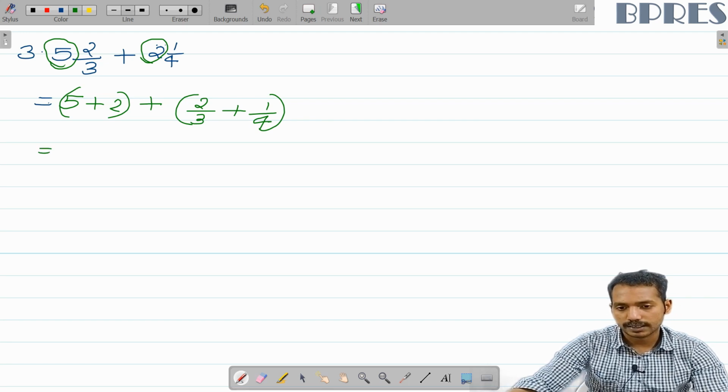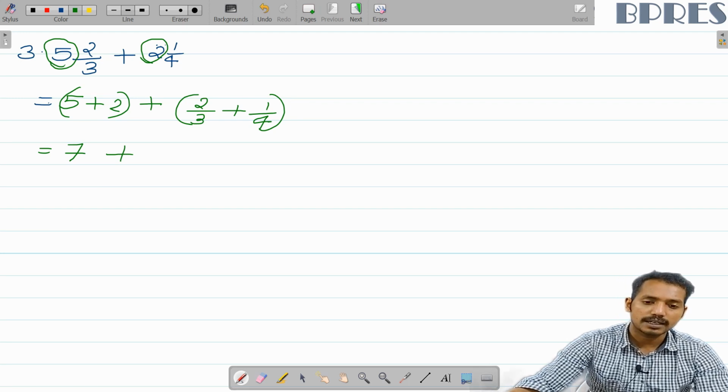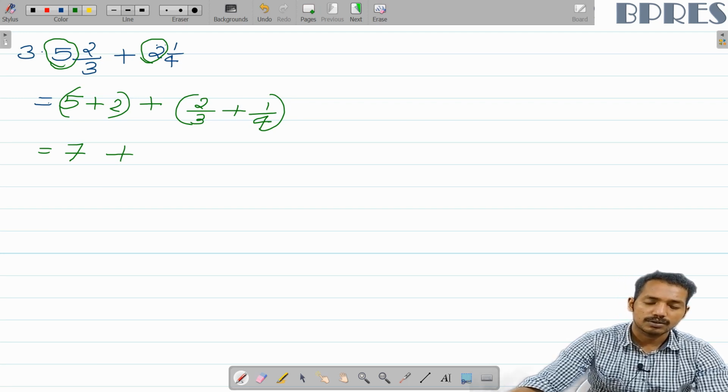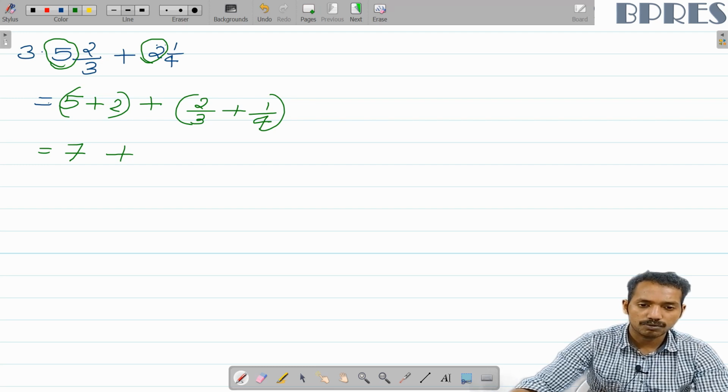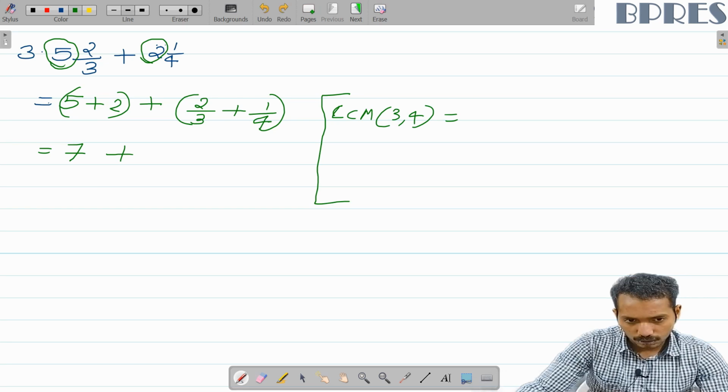Clear? So what will we get here? 5 plus 2 is equal to 7 plus, just add this one. So for adding this one, what we will have? We have to find the LCM of 3 and 4. So LCM of 3 and 4 is equal to 12.